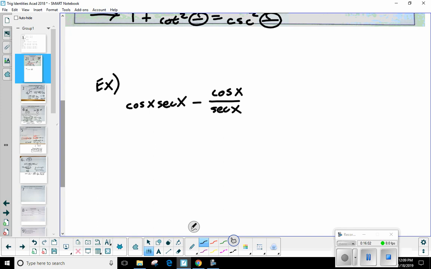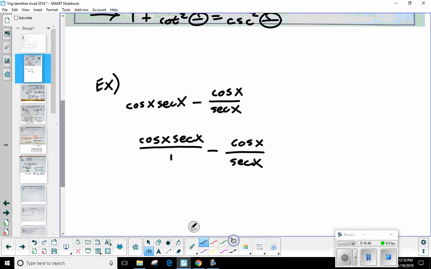So let's see here. I'm going to go ahead and say this is over 1. Cosine of x times secant of x over 1 minus cosine of x over secant of x. Now, a really good rule of thumb when you're trying to figure out what a common denominator is going to be, I would just take the denominators that you have and multiply those together. So here, what's 1 times secant? Secant. So I want my common denominator to be secant. This is not always going to be the least common denominator, but it's always going to be a common one. And it'll be the fastest way to pull these together.